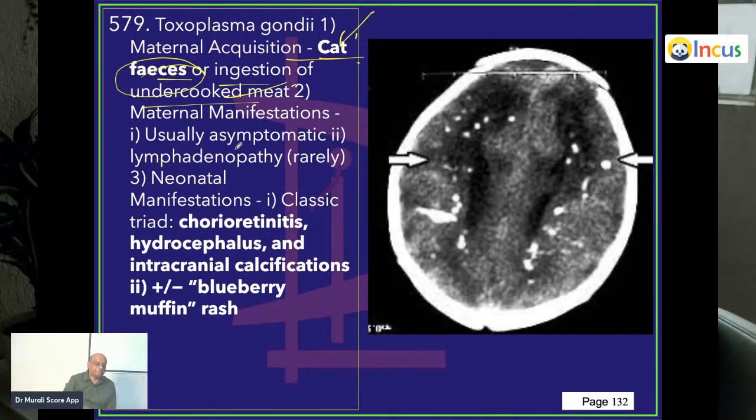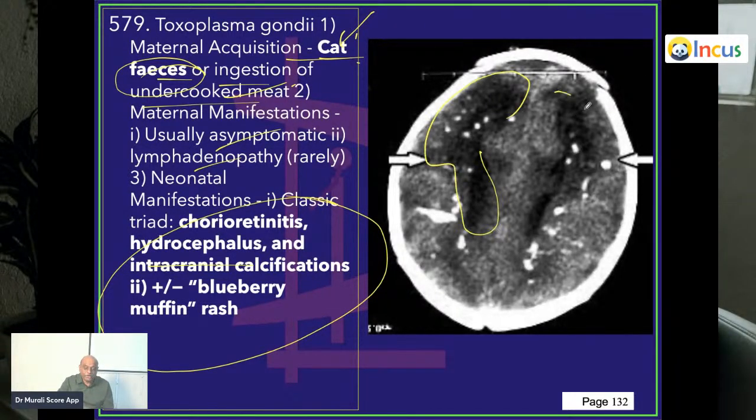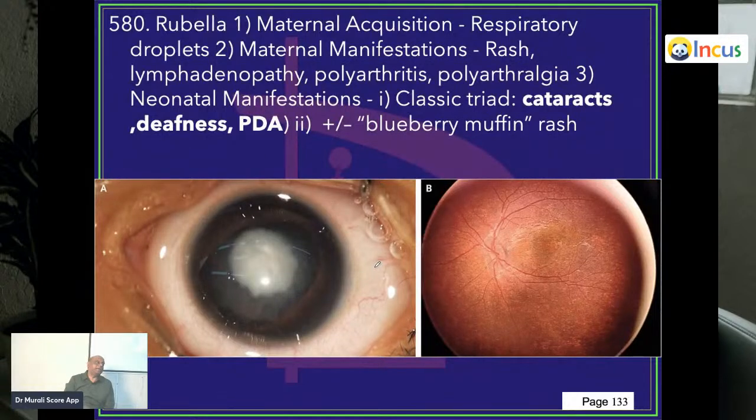Last final points. Usually, Toxoplasma is asymptomatic. It can lead to lymphadenopathy. And in children, what does Toxoplasma lead to? Very important combination, doctor. Chorioretinitis can be due to Toxoplasma. It can lead to hydrocephalus, what you can see here, hydrocephalus, Toxoplasma. Intracranially, it can lead to calcifications. And blueberry muffin rash. So you should know how the blueberries look like. Earlier we discussed blueberry muffin rash.